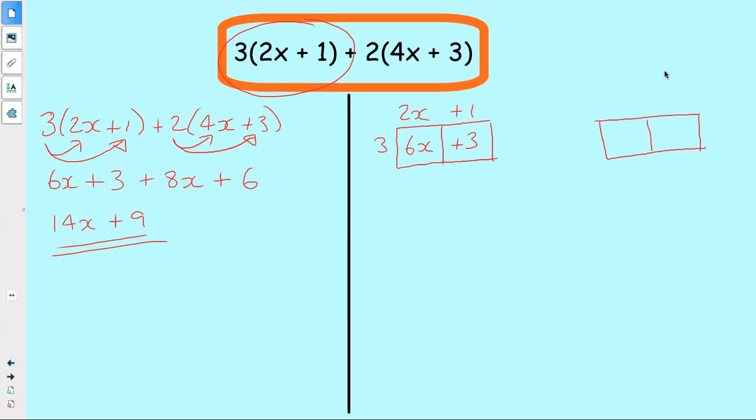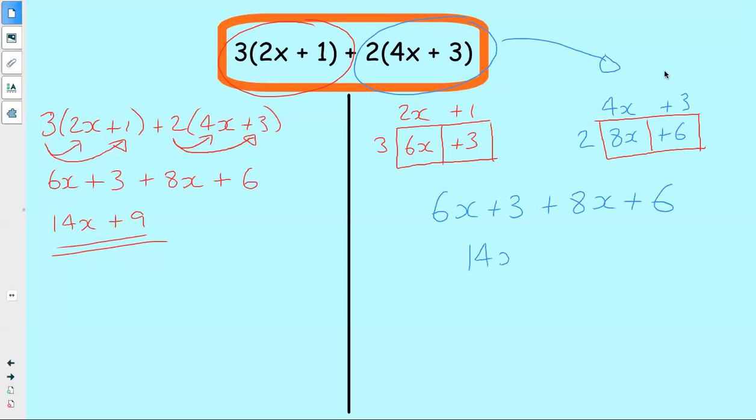This part here, I'll do it in the second box here. So 4x up here, and a positive 3, and I'm multiplying by 2. So 2 multiplied by 4x is 8x, and 2 multiplied by 3 is a positive 6. And then you can almost write all of your answers out from your box method, and then again just simplify, and it will give you the same answer as the left hand side.